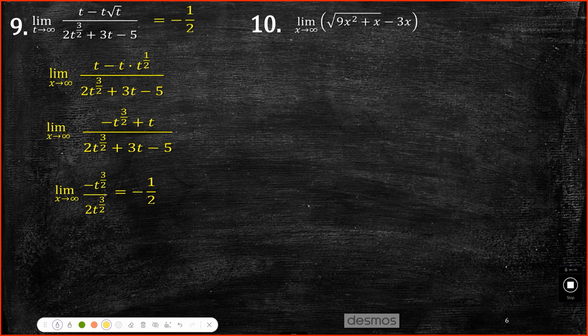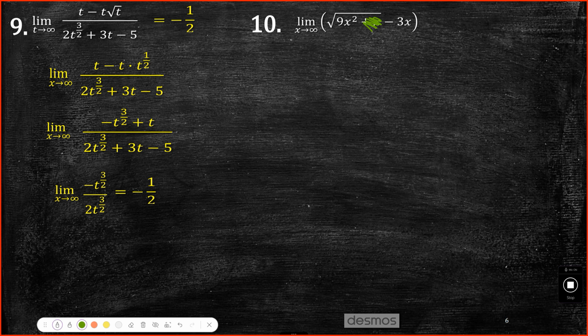Number 10. Here's where we have a problem with the way I just did the other ones. Why? Because if I do this, the limit as x approaches infinity of this function, and I continue on saying that, relatively speaking, 9x squared is going to grow way bigger compared to x, so I'm going to ignore x.